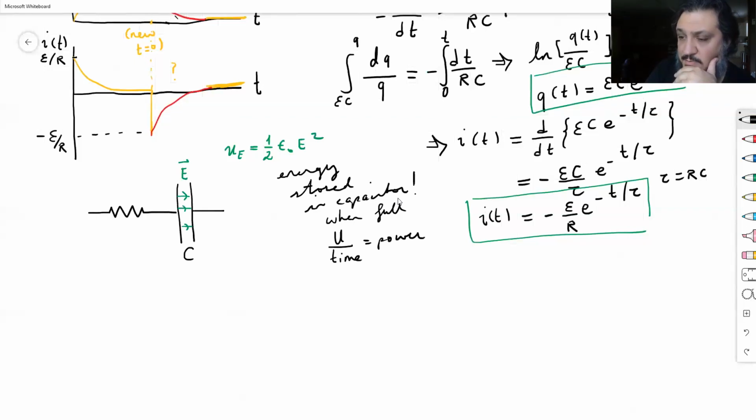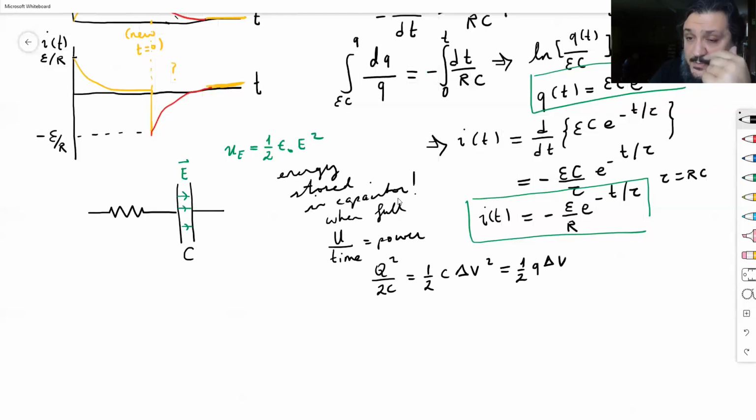For a capacitor, we could write the energy as Q squared over 2C, or 1/2 C delta V squared, or in terms of Q and V only, 1/2 Q delta V. We saw this before. When the capacitor is full, you will have maximum energy. We want to find what happens until we get there also. So I'm not going to use these formulas directly, but let's keep that in mind. You know this from before.